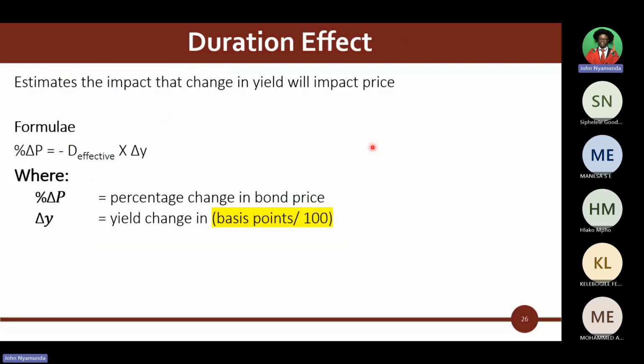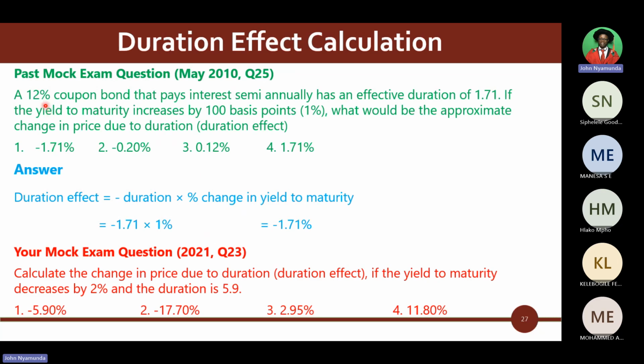So this is to make your life a little bit easier, giving you breathing space. Effective duration tries to estimate the impact on price of a change in yield. The formula is minus duration times change in yield. This is from your mock exam 2010. A 12% coupon bond that pays interest annually has an effective duration of 1.71. If the yield to maturity increases by 100 basis points, which is 1%, what will be the appropriate change in the price due to duration effect?